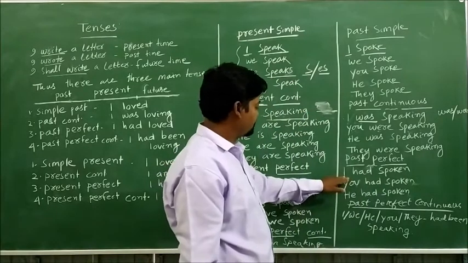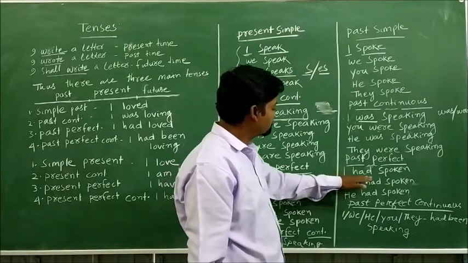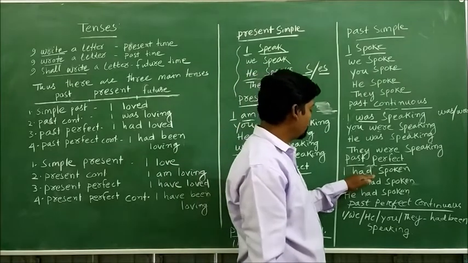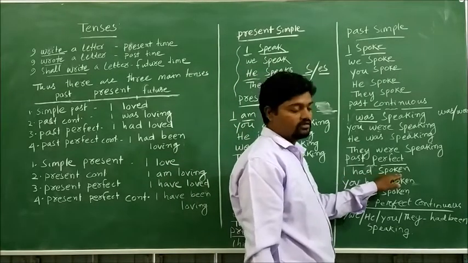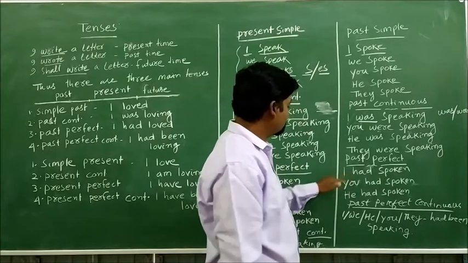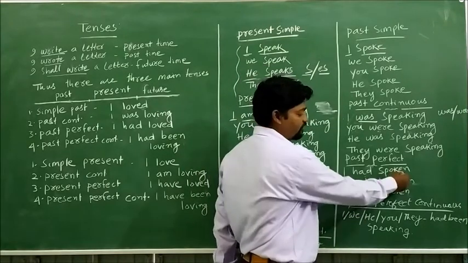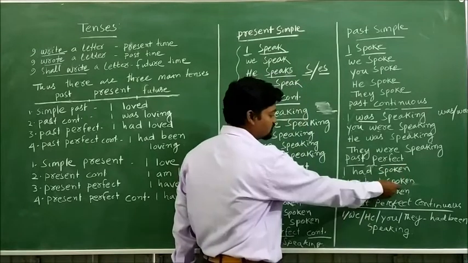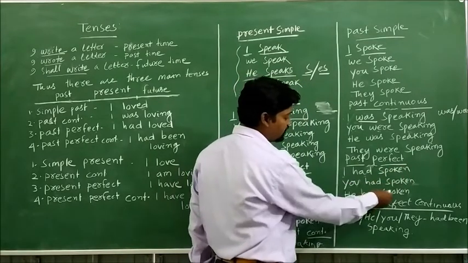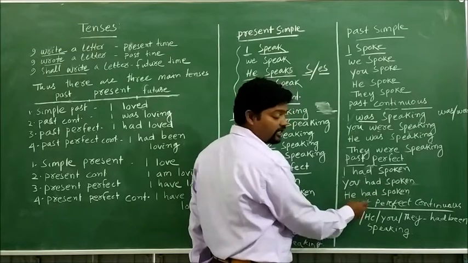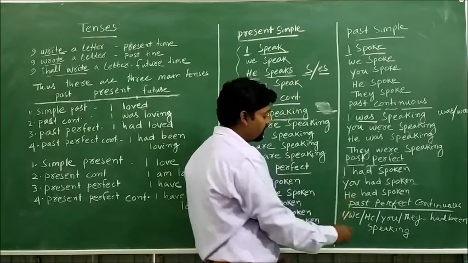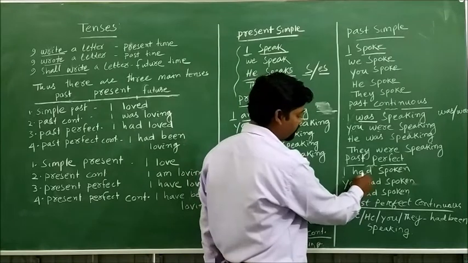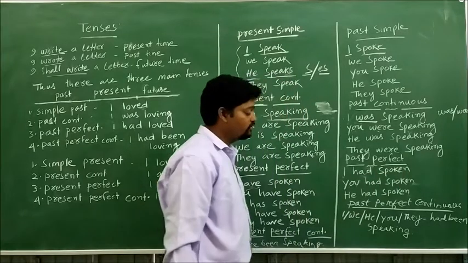Next, past perfect tense. In the past perfect tense, subject plus the helping verb had plus V3. So I had spoken. You had spoken. He had spoken. We had spoken. With every subject we use had and V3.